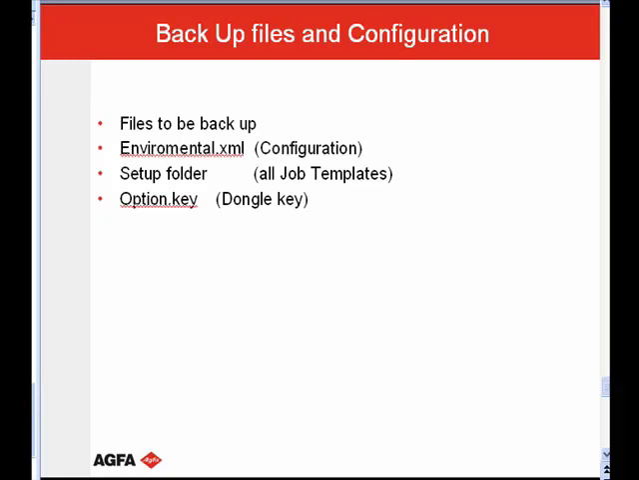There are 2 files and one folder with its contents that are critical to save. They are the environment.xml file, the options.key file, and the folder named Setups with all its contents. The environment.xml file contains all your scan folder settings, system settings, and other critical configuration parameters. The options.key file is your unique password file that corresponds to your NewsDrive dongle.